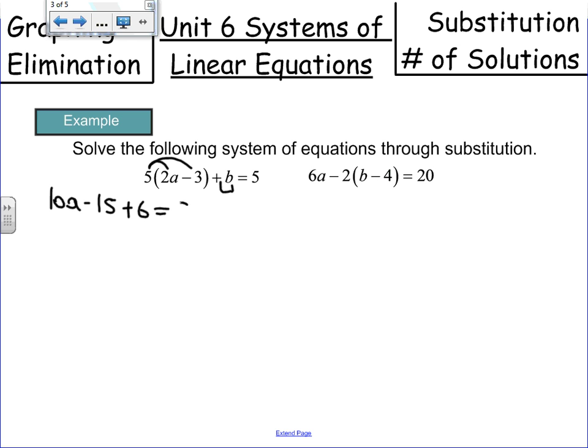I'm going to add 15 to both sides. Now I have 10a plus b is equal to 20. We're isolating b, right, because it's already by itself. So subtract 10a from both sides. And you get b is equal to 20 minus 10a.